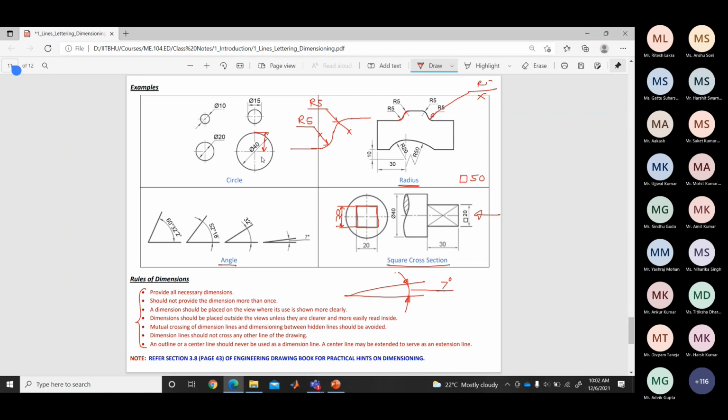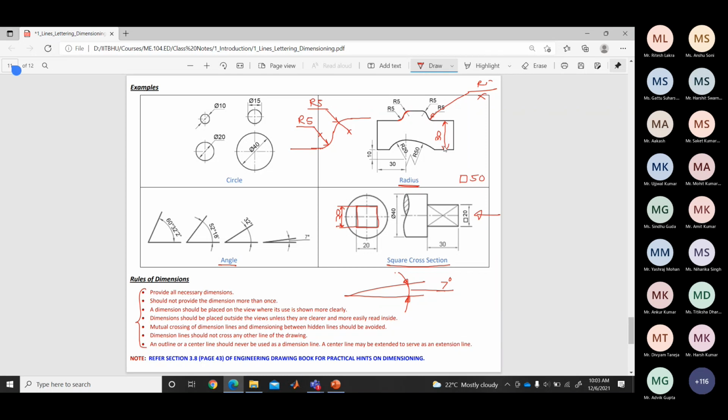However, we can extend the center line. In that case, we extend the center line from here to here, and then we can give this dimension. Otherwise, we should not use the outline or center line. For example, in the second case, let's say this one, if I am taking this, let's say 30.